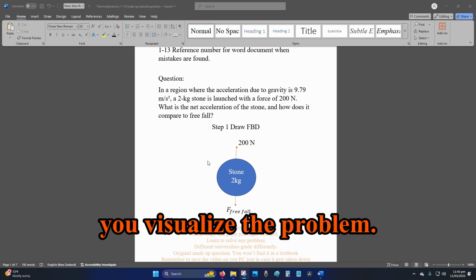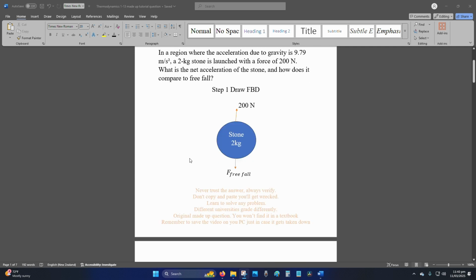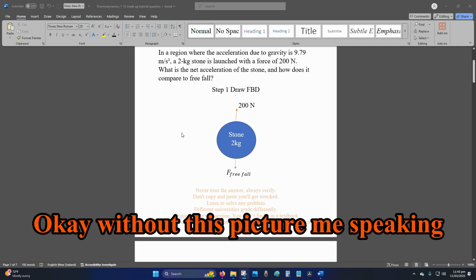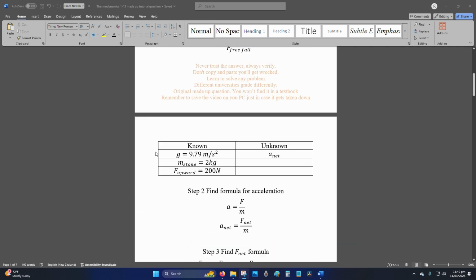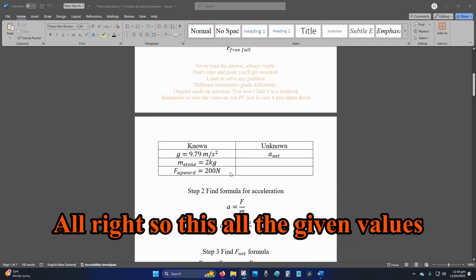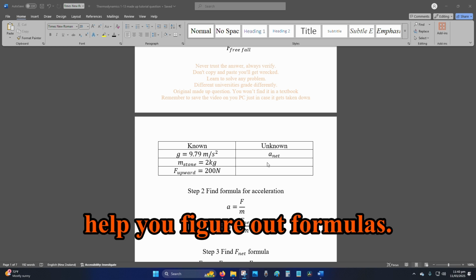This will help you visualize the problem. Okay, without this picture, me speaking would probably be a little bit difficult. Alright, so list all the given values and the unknown. This will help you figure out formulas.